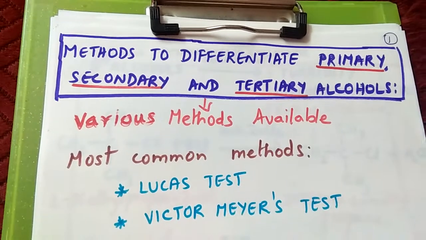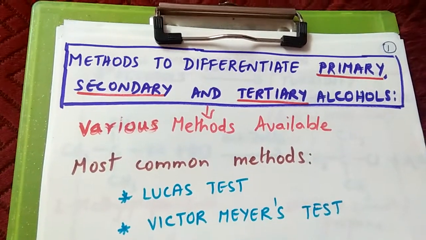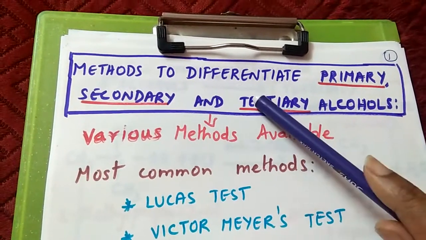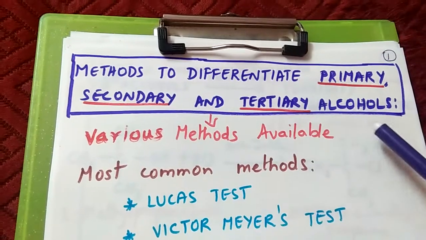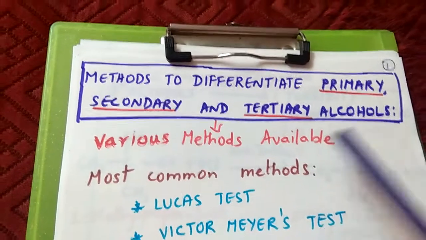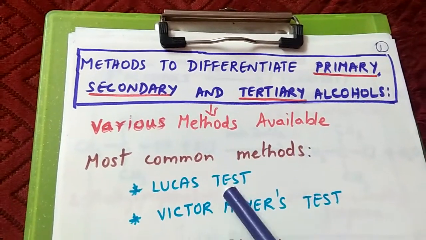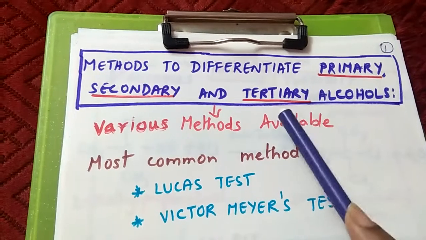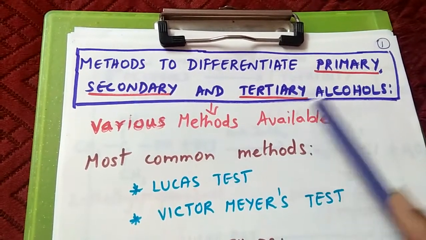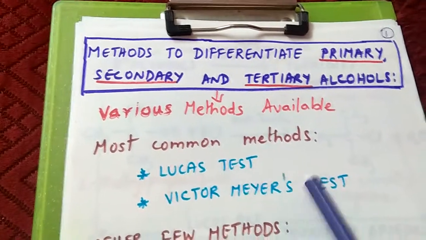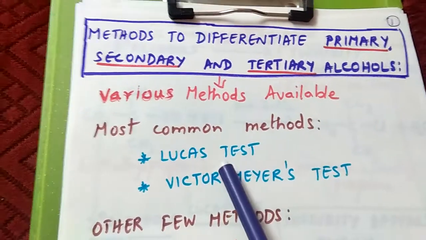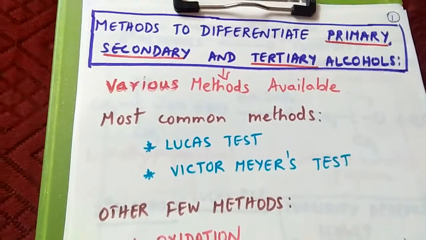Hi students, in this video module we are going to discuss the methods to differentiate primary, secondary and tertiary alcohols. Various methods are available to distinguish between primary, secondary and tertiary alcohol, but the most common methods are Lucas test and Victor Meyer's test.